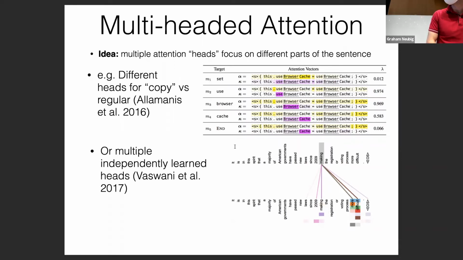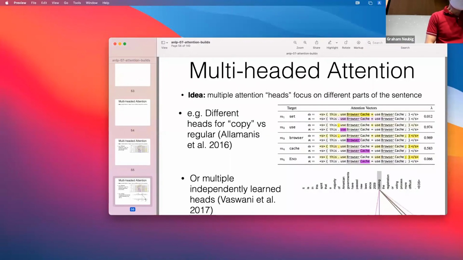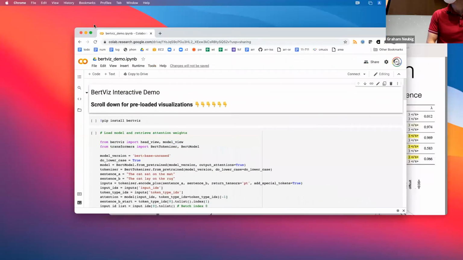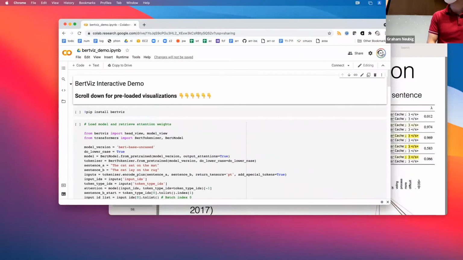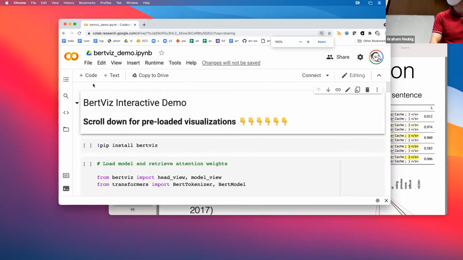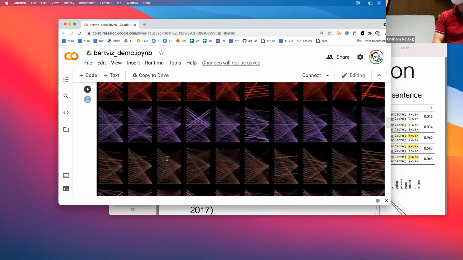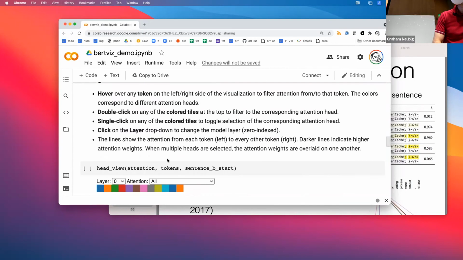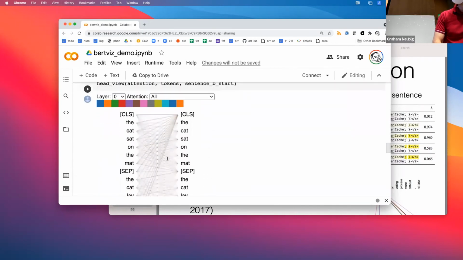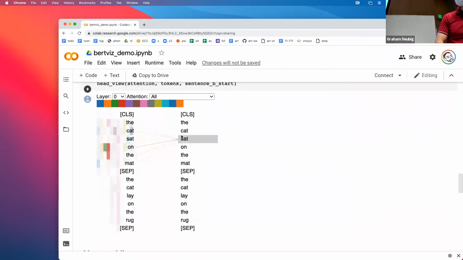So I will show it on the screen. And also, if you want to search for it, it's called BERT-Viz. It's visualizing BERT, which also has multi-headed attention included in it. You can look at different layers and see that the cat sat on the mat, the cat lay on the rug.